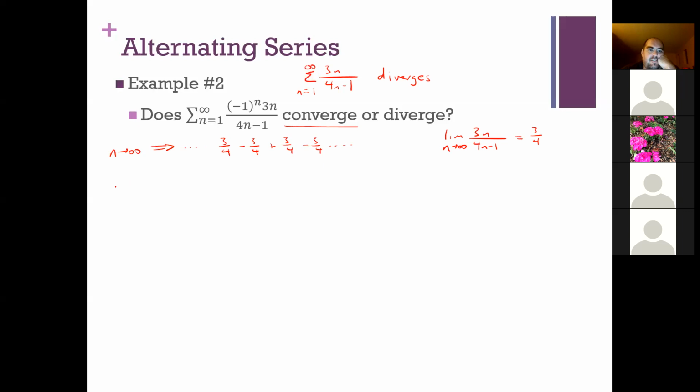So first, let's make sure we understand what we have here. I know that I have an alternating component, which is equal to -1 to the n. And I have a non-alternating component, which is 3n over 4n minus 1. Now, let's make sure we can check both of our boxes. Is it positive? And is it decreasing?